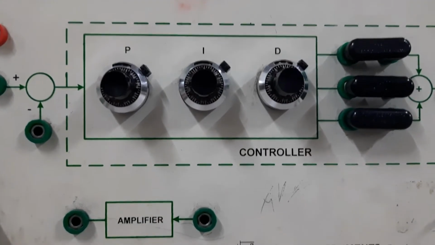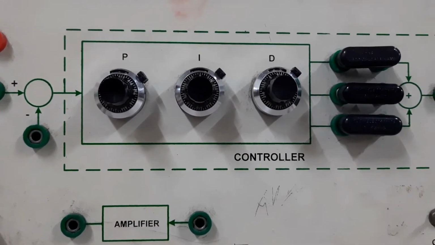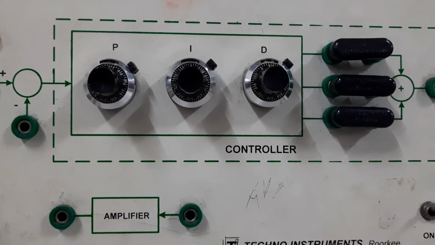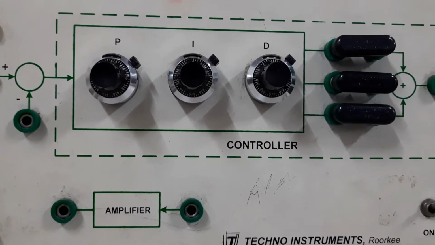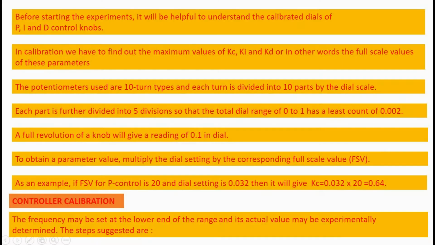Before conducting the experiment, we have to calibrate this controller. So before starting the experiment, it is necessary to calibrate the P, I and D potentiometers. And in calibration process, we have to find out the Kc, Ki and Kd maximum.